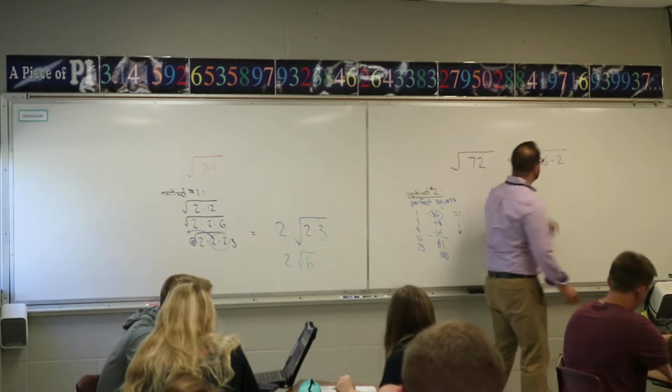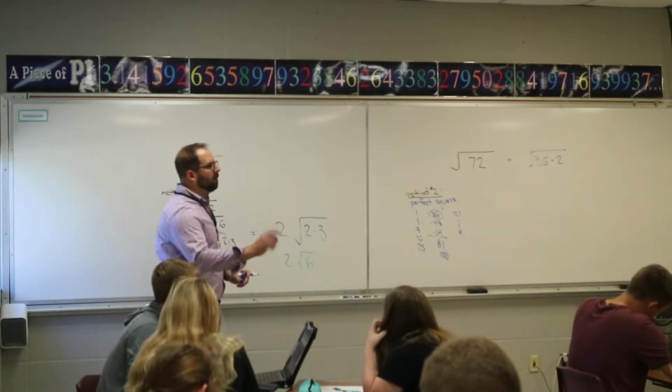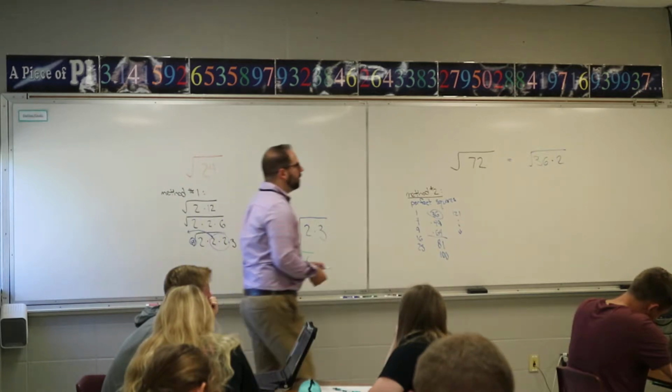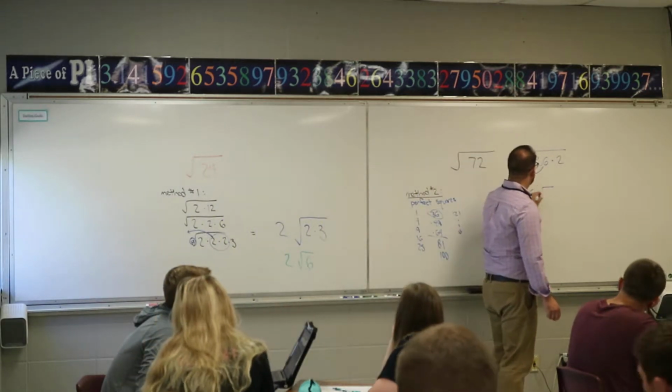And here's the easiest way you can do it. Once you've found the biggest perfect square that goes into it, then what you do is just take the square root of that number. What's the square root of 36? 6 root 2. There's your answer.